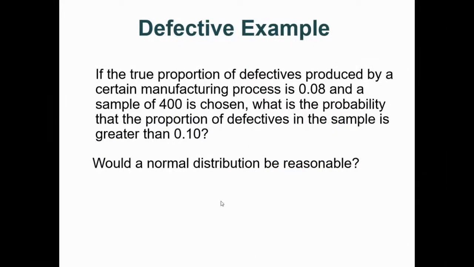Okay, next example. If the true proportion of defectives produced by a certain manufacturing process is 0.08 and a sample of 400 is chosen, what's the probability that the proportion of defectives in the sample is greater than 0.10? So first thing we have to do is determine, can this be assumed normal? That's our first step.